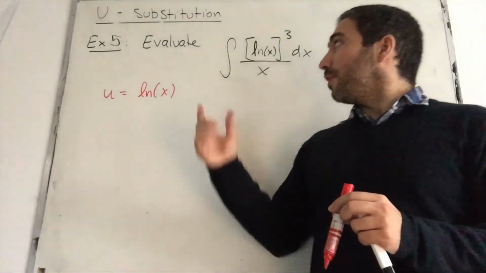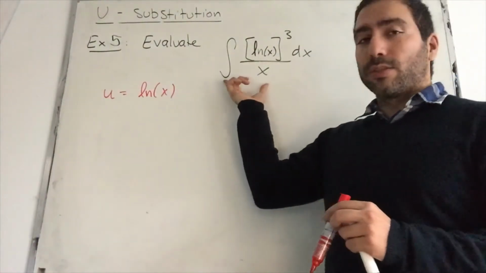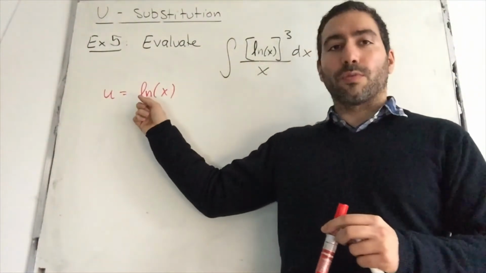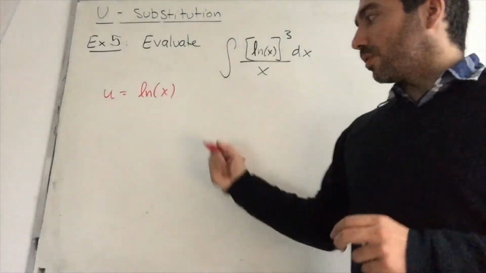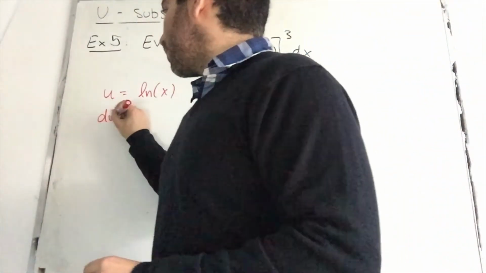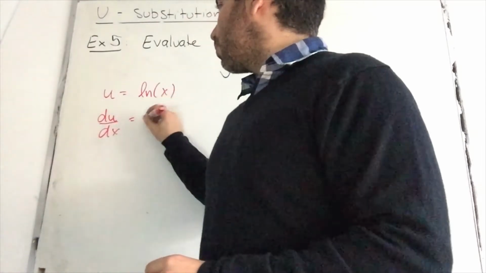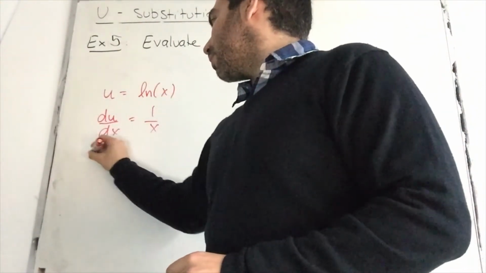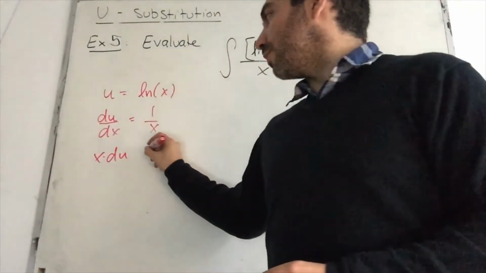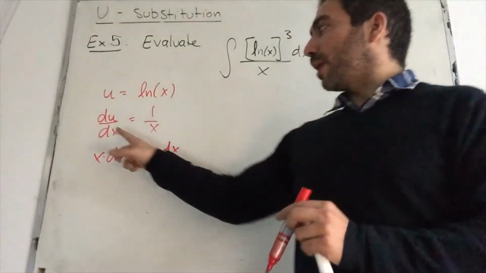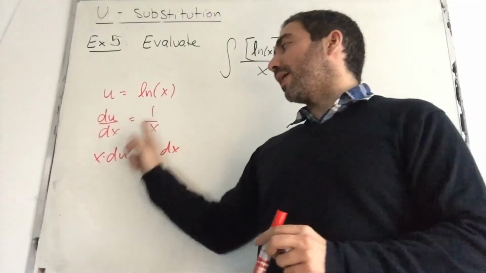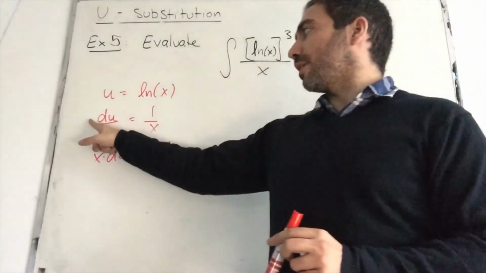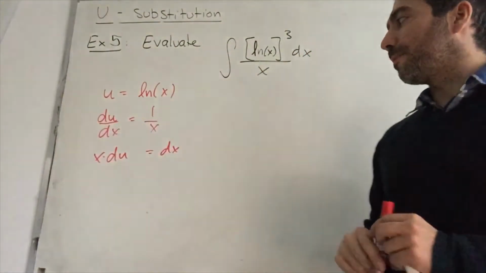Because if we cannot express this solely in terms of u, then ln of x was the wrong u. We have to call it something else. So let's go ahead and take the derivative. The derivative of u with respect to x is equal to 1 over x. Cross multiplying here, we get du times x is equal to dx. So I multiply both sides by dx, and I multiply both sides by x, giving me x du, this times this, is equal to this times this, dx times 1.